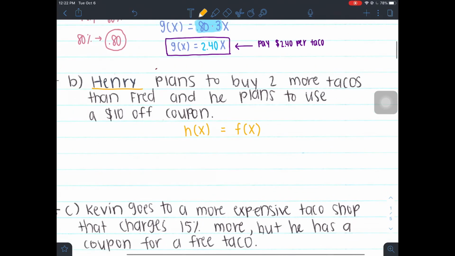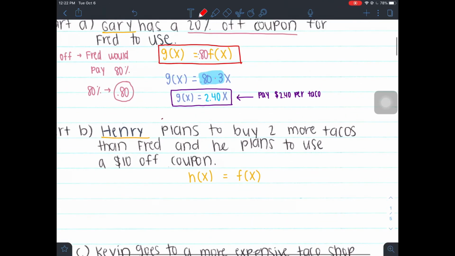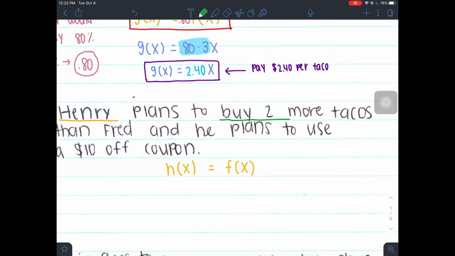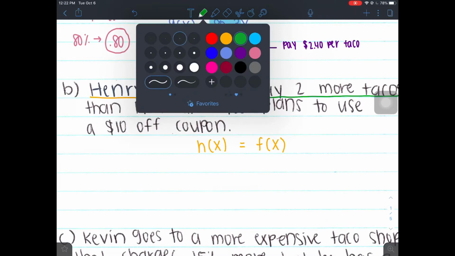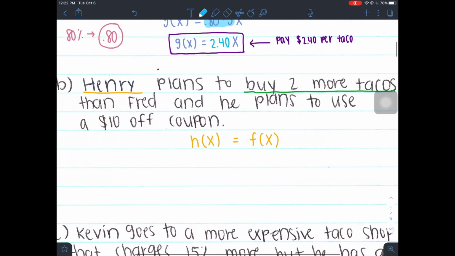All right, so let's go ahead and read this. Henry plans to buy 2 more tacos than Fred, and he plans to use a $10 off coupon. Now, we have 2 things going on here. The first thing is that Henry plans to buy 2 more tacos. Now, we also know that he's going to use a $10 off coupon. So we have 2 things happening right now: he's going to buy 2 more tacos, and he has a $10 off coupon.